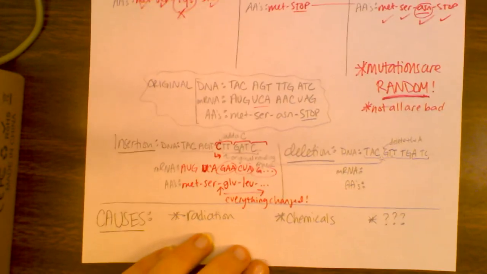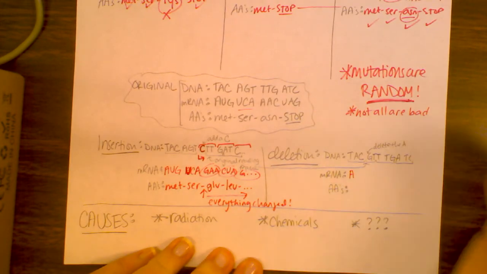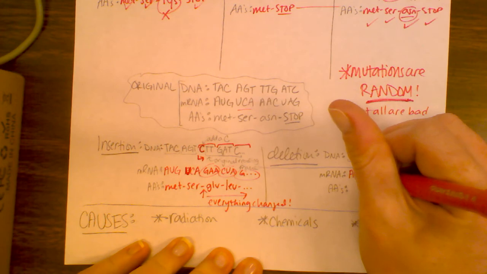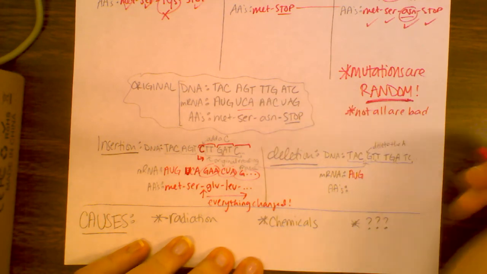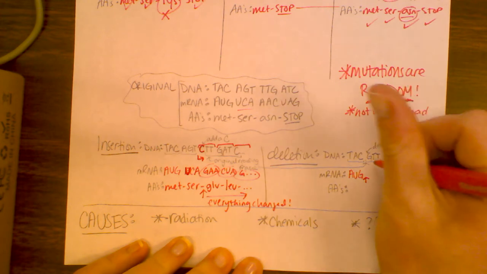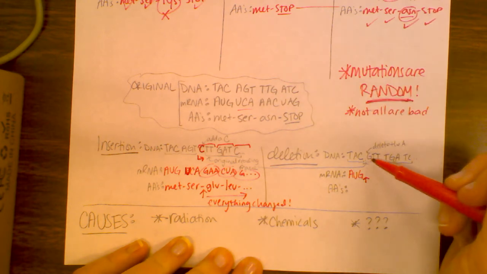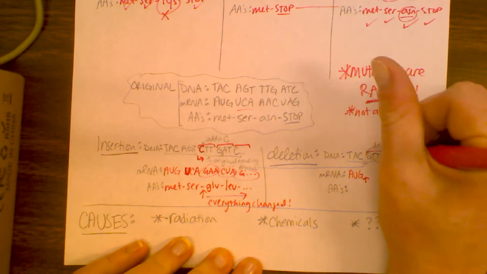Okay, so it's bad. It changed everything after it, so it messed up reading the whole rest of the strand. Whereas with deletion, we didn't mess up the first part. The first part's good, but here's where the mutation happened. So we deleted the A. It shows you here how it was originally read, but the A is obviously missing from the AGT, right? But now you're reading it like this.